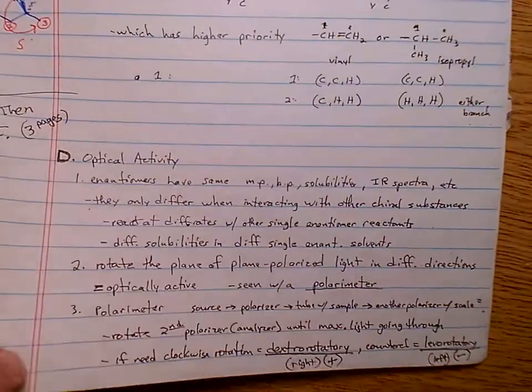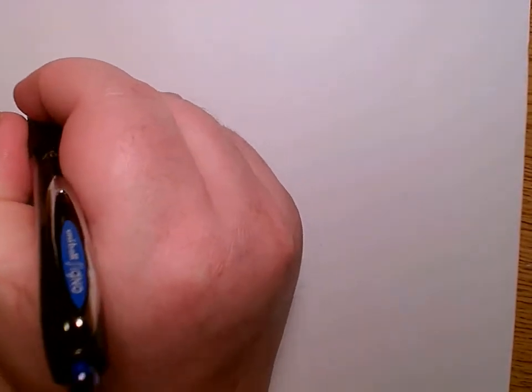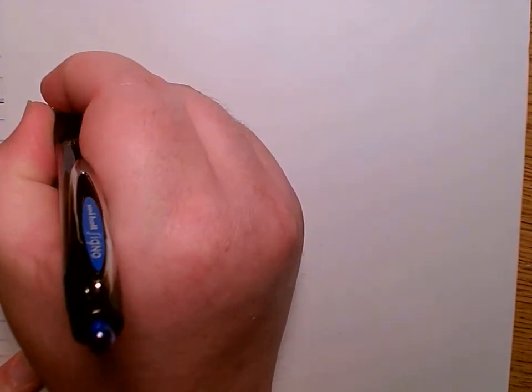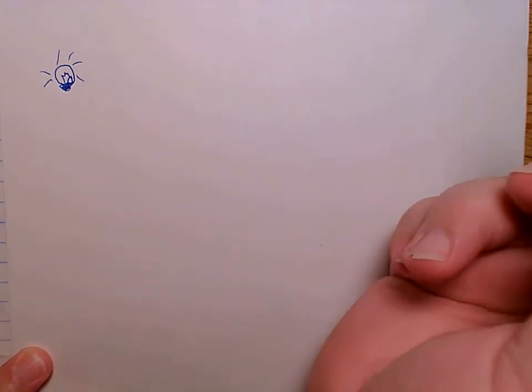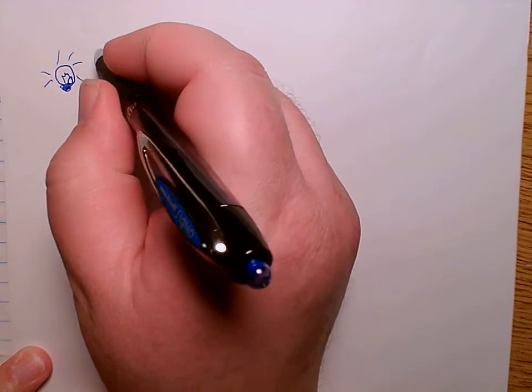I don't have a drawing here, so let me just quickly draw the basics of a polarimeter. What you have, you need a source of light, like a light bulb. So there you have a light bulb shining light in all directions. You make that light go through a polarizing filter.